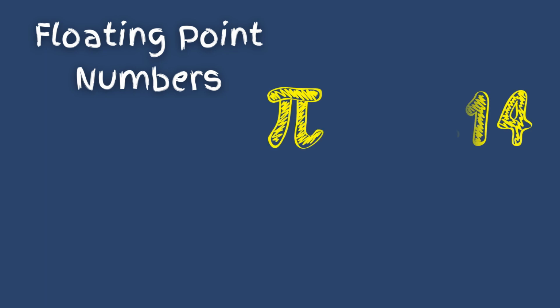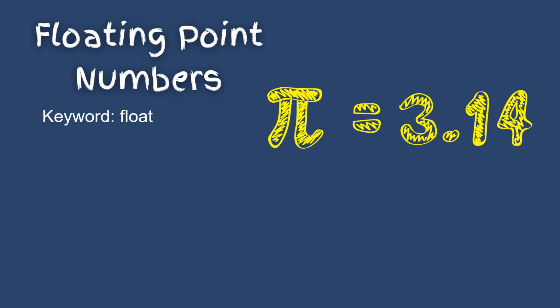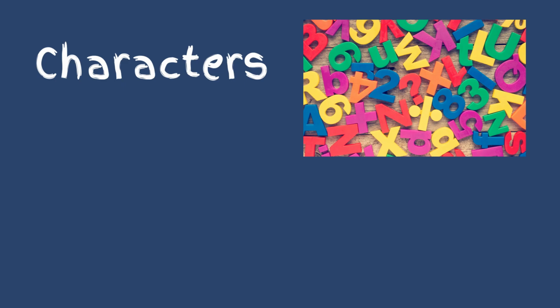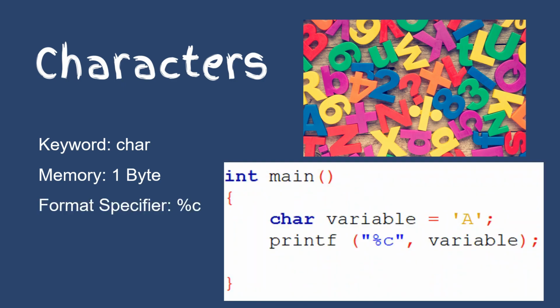The second most common data type is floating point numbers, which are used to represent decimal numbers. It is represented by a keyword float and generally occupies 4 bytes of memory. The format specifier for floating point numbers in printf statement is %f. The third most important data type is characters, which are used to represent a single character, such as a letter, number, or symbol. It is represented by char keyword. It typically occupies 1 byte of memory and can hold any character from the ASCII table.